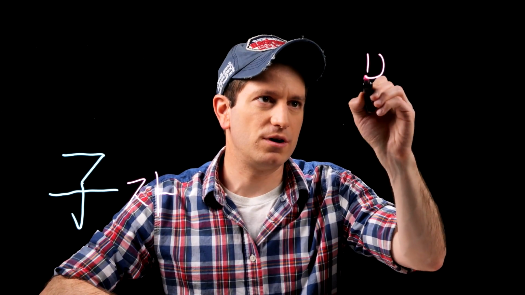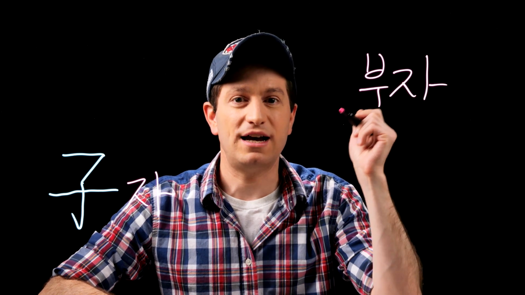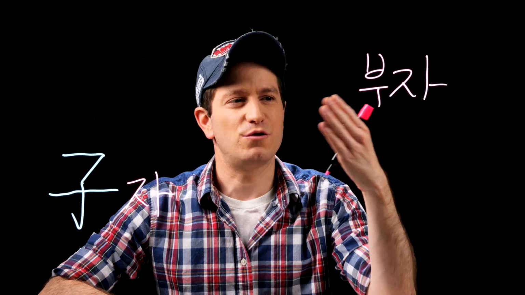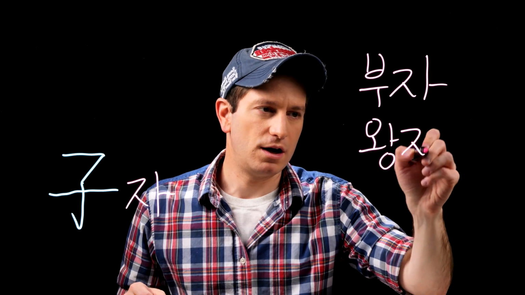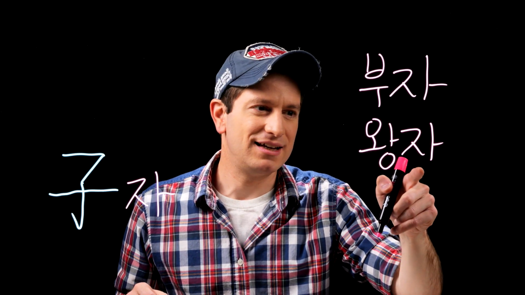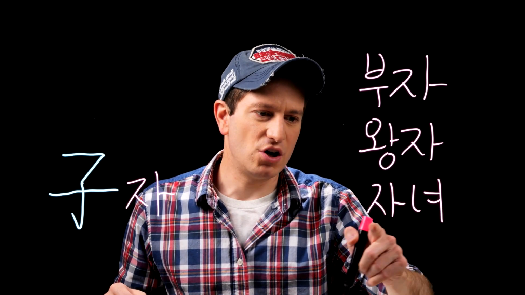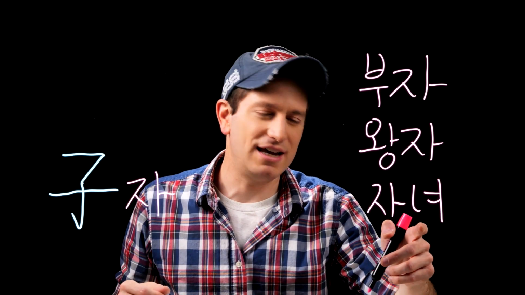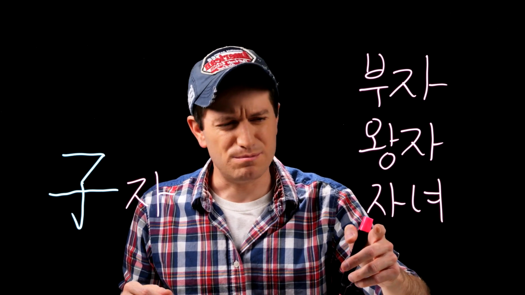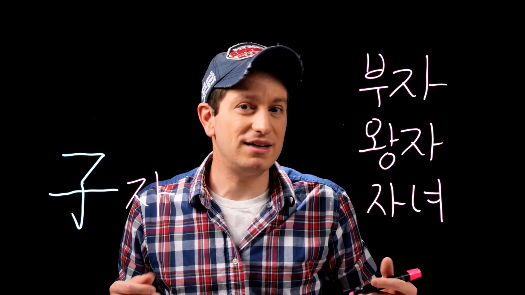For example, in the word 부자, 부 is from a Hanja meaning father, 자, so father and son. Or 왕자, 왕 meaning king, so the king's son or the prince. As well as the word 자녀, 자 meaning male child and 녀 meaning female, so male and female. This is used to mean children.